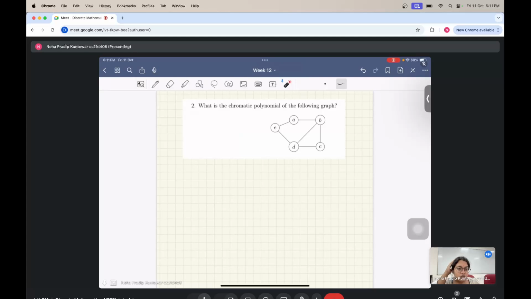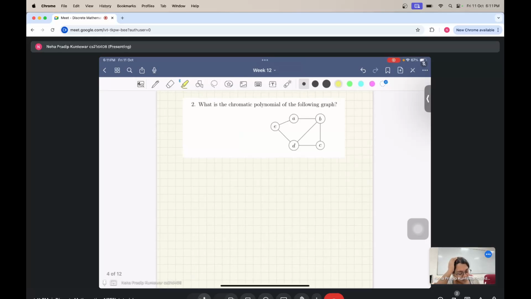Now in this question you are asked to find the chromatic polynomial of the graph that is given to you. If you try to do this trivially, it may not always nicely work out. Let's say you have lambda choices for this vertex D. And then you look at this vertex C, and you have lambda minus 1 choices for this. And then you look at this vertex E here, and you have lambda minus 1 choices for this.